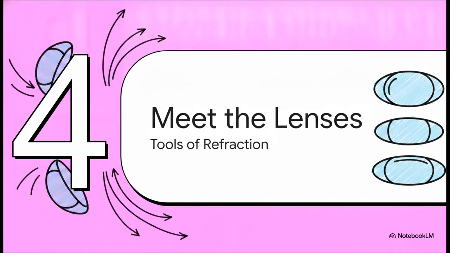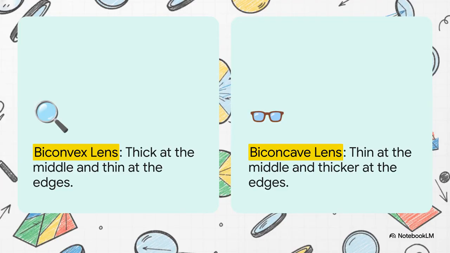Okay, on to Section 4. Meet the lenses, tools of refraction. So we know how one curved surface bends light, but what if we trap a transparent piece of glass or plastic between two curves? You get a lens.